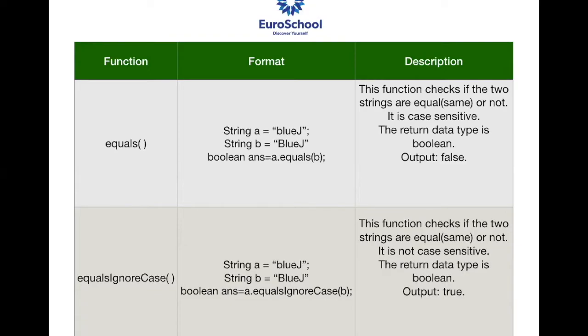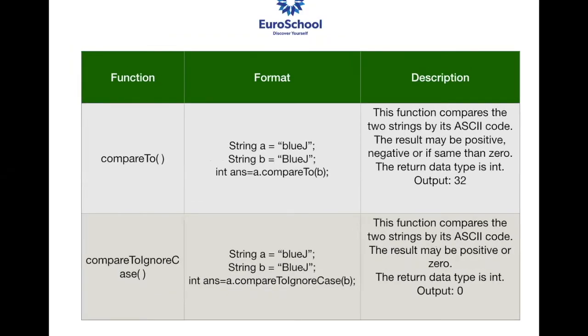Okay, ma'am. Now, exactly like equals, we have one more function called compareTo. Now, this is a bit difficult, in the sense that you have to be very attentive in listening. In the previous one, it was just giving me the answer as true or false. But over here, it is going to check the ASCII value of both. So take the two strings, small b and capital B.